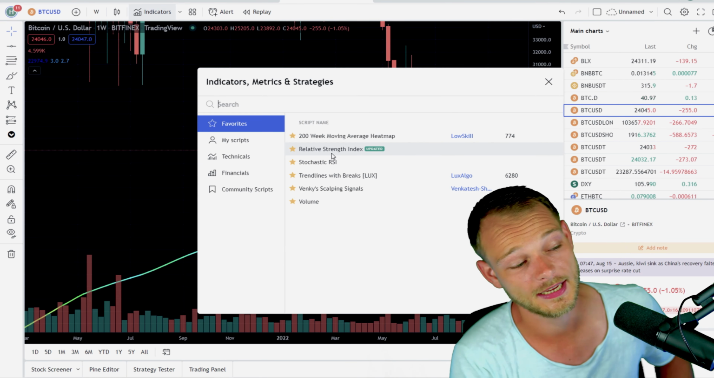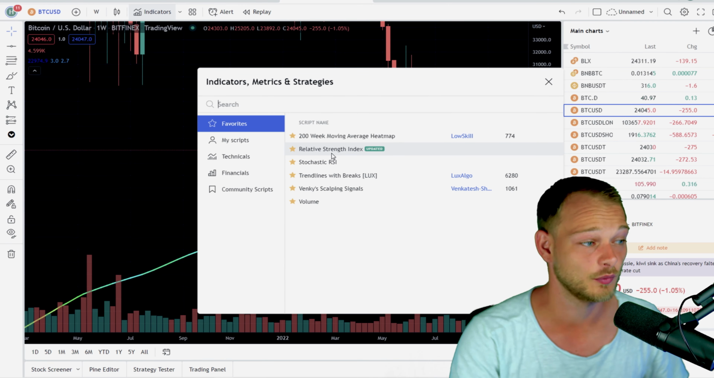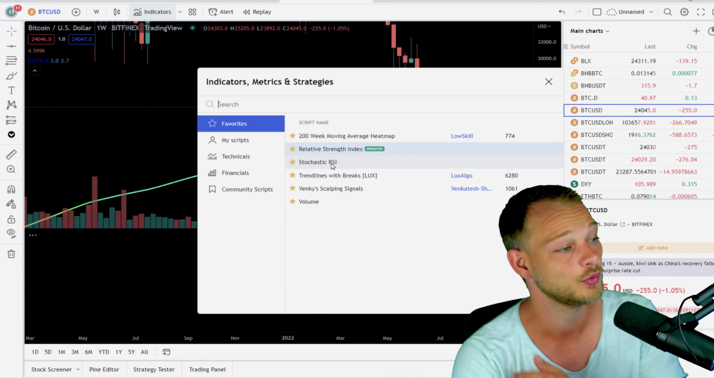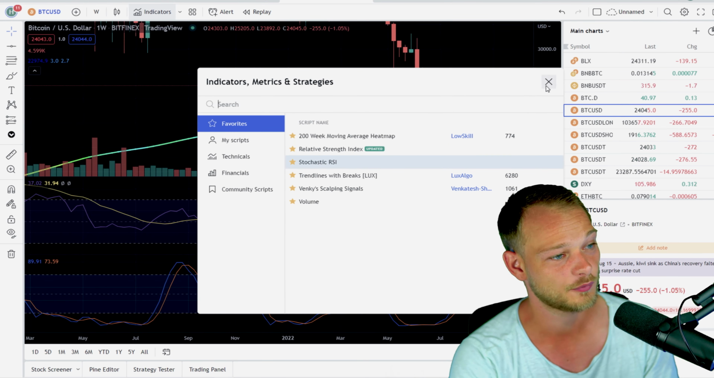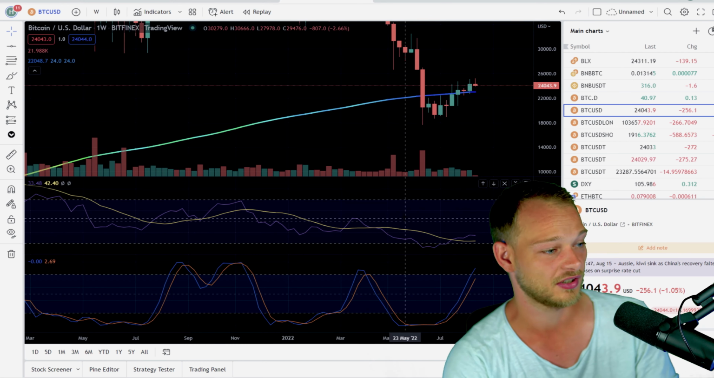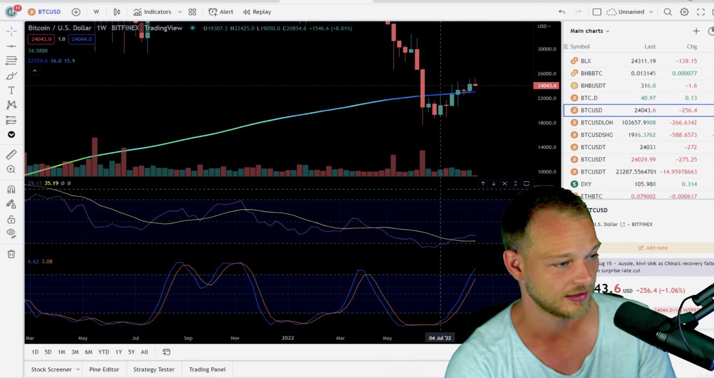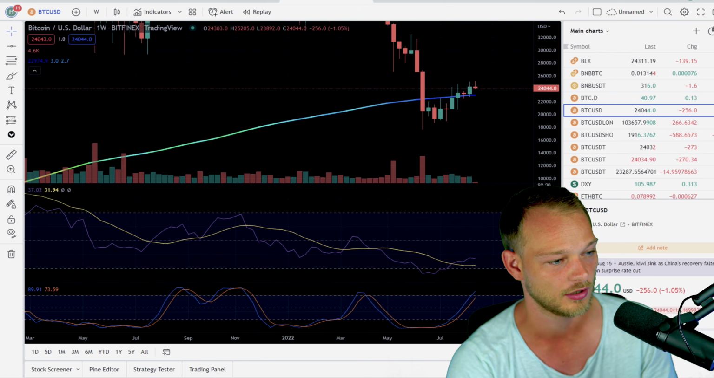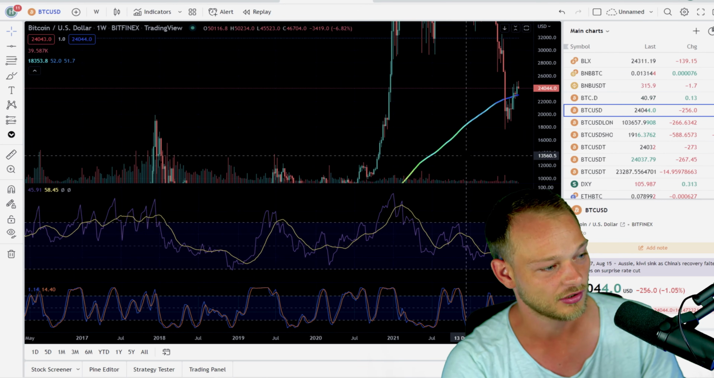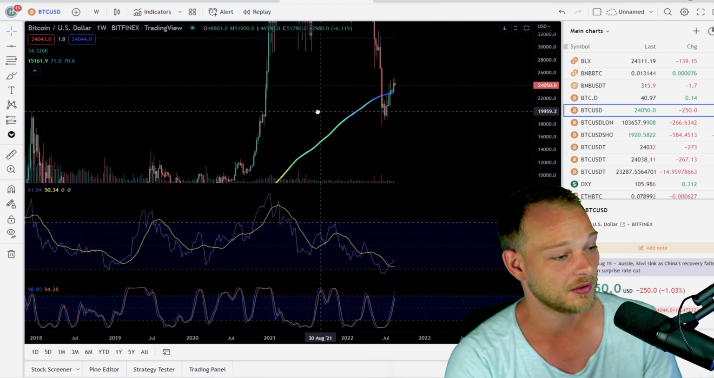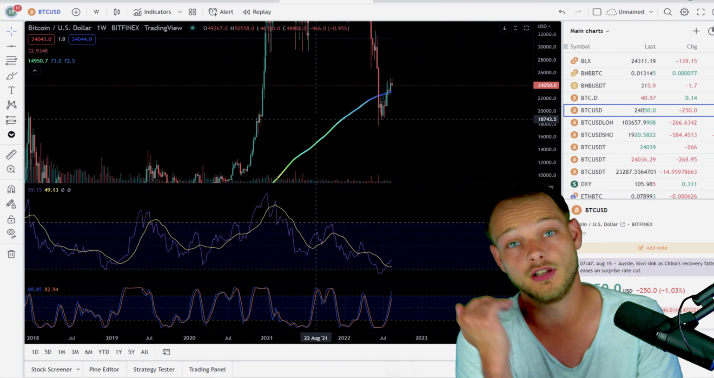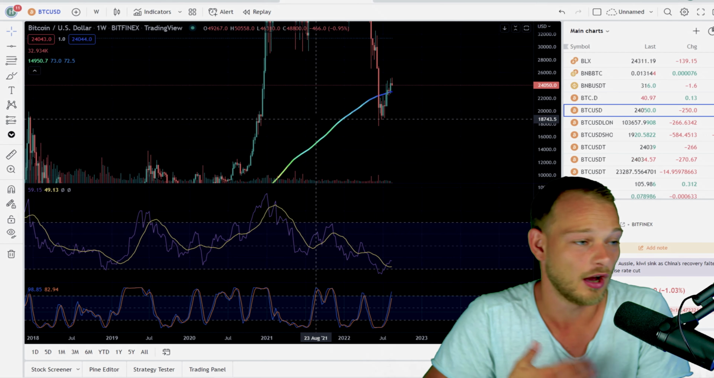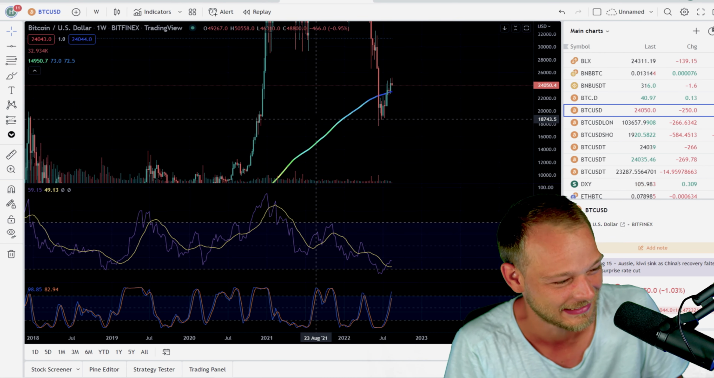Then two other indicators that I really love are one, the RSI, and two, the stochastic RSI. So if we pull these up, this is the RSI and this is the stochastic RSI, right? And this is just a measure for sentiment, basically. So whenever the RSI or the stochastic RSI is low, you buy, and when it's high, you sell. That's basically what you do.